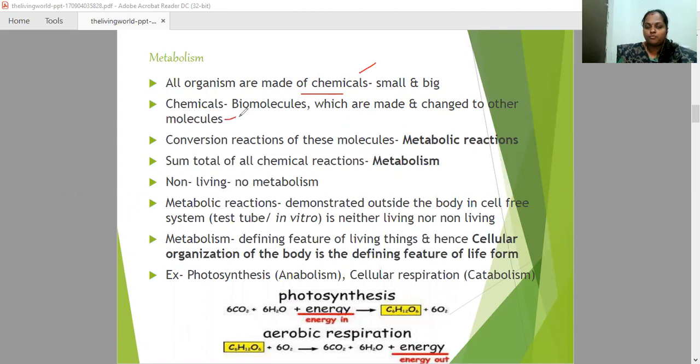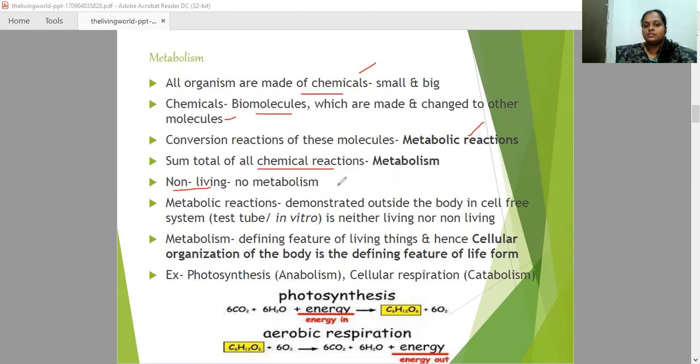Okay, conversion from one form to another, right? The biomolecule, carbohydrate to starch, protein to amino acid, all these are interchangeable, which are made and changed to other molecules. The conversion reactions of these molecules are metabolic reactions. The reaction is changing between the molecules, so such type of conversion reaction we call metabolic reactions. The sum total of all the chemical reactions happening together is called metabolism.